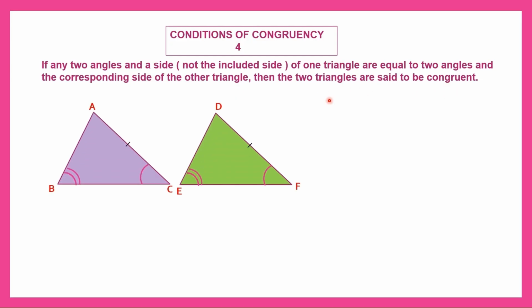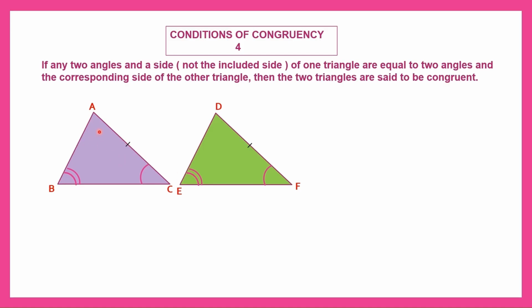Okay, so here we have two triangles, triangle ABC and triangle DEF. Now here we are talking about two angles. Look at angle C with one curve and angle F with one curve. So here angle C is equal to angle F. Now look at angle B with two curves and angle E with two curves, the symbol of an angle. That means angle B is equal to angle E.